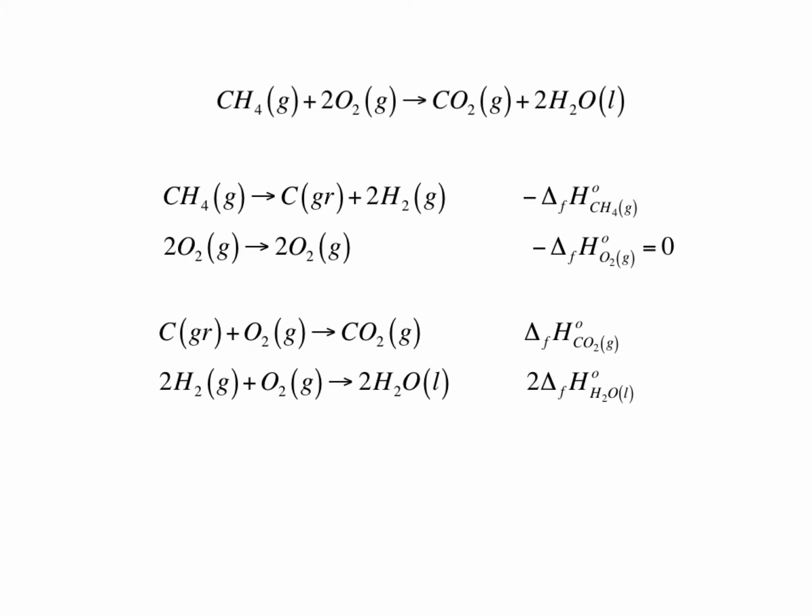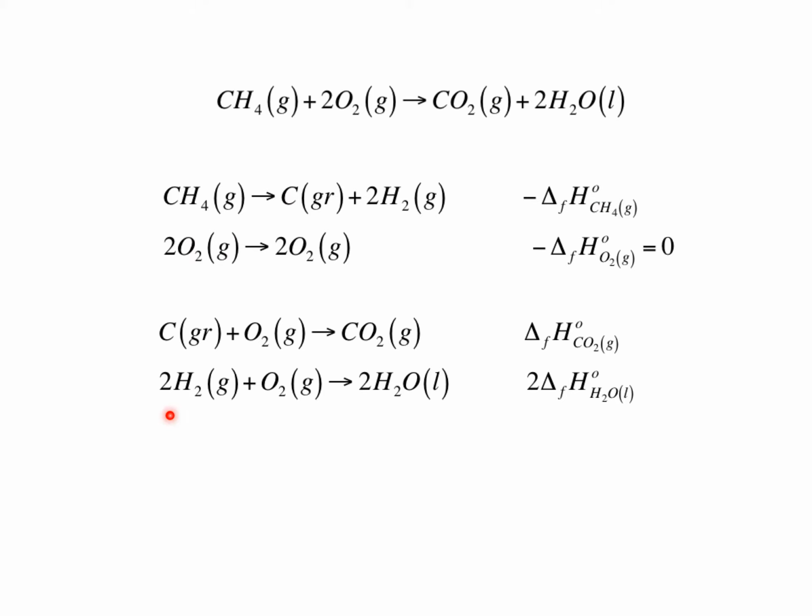Now that I've disassembled the reactants into their elements, I can take these elements and recombine them to form the products of my reaction. So I take my carbon graphite and 1 mole of my oxygen gas to form CO2. I take my 2 moles of hydrogen gas and 1 mole of oxygen to form 2 moles of water as a liquid. The reaction that I have written for forming CO2 gas is just the formation reaction for CO2, and so the delta H for this reaction is simply equal to the delta H of formation for the CO2.